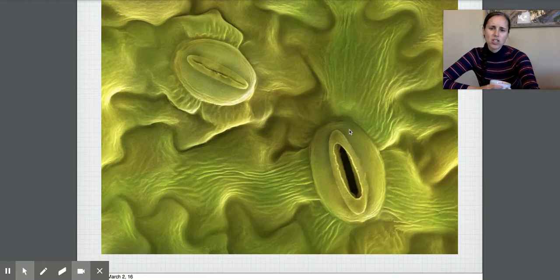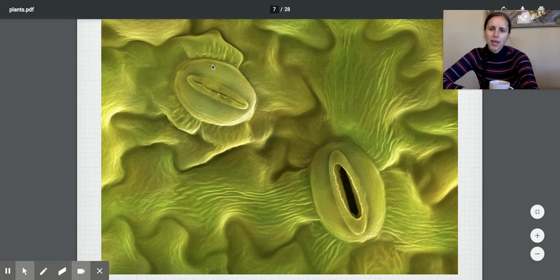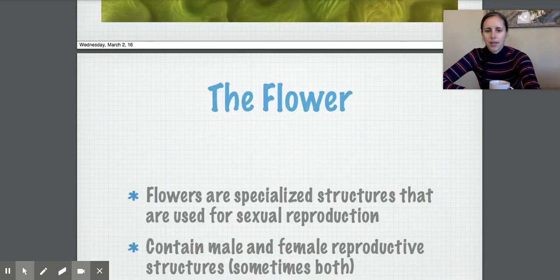So this is actually just a picture of what a stoma looks like. Stoma can be open or closed depending on how much photosynthesis is happening. So we can see an open stoma here. We can see a closed stoma here. And around the outside here, we have what's called guard cells. And those guard cells can squeeze shut and that closes the stoma, or they can be open and that opens the stoma.